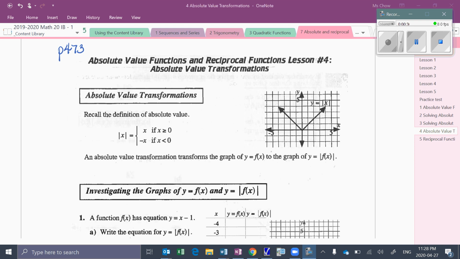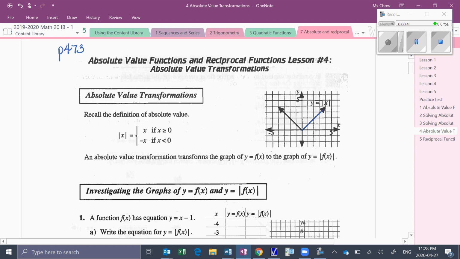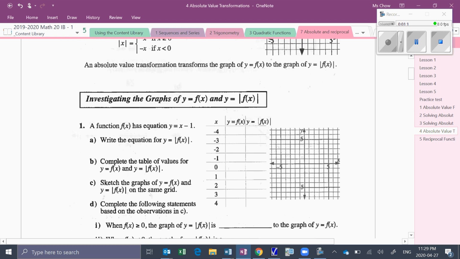So the function absolute value of x looks like y equals x anytime in our subdomain when x is greater than or equal to 0, and it looks like the graph of y equals negative x when we're in the subdomain of x less than 0. So an absolute value transformation basically takes y equals f of x into y equals absolute value of f of x. That certainly makes sense.